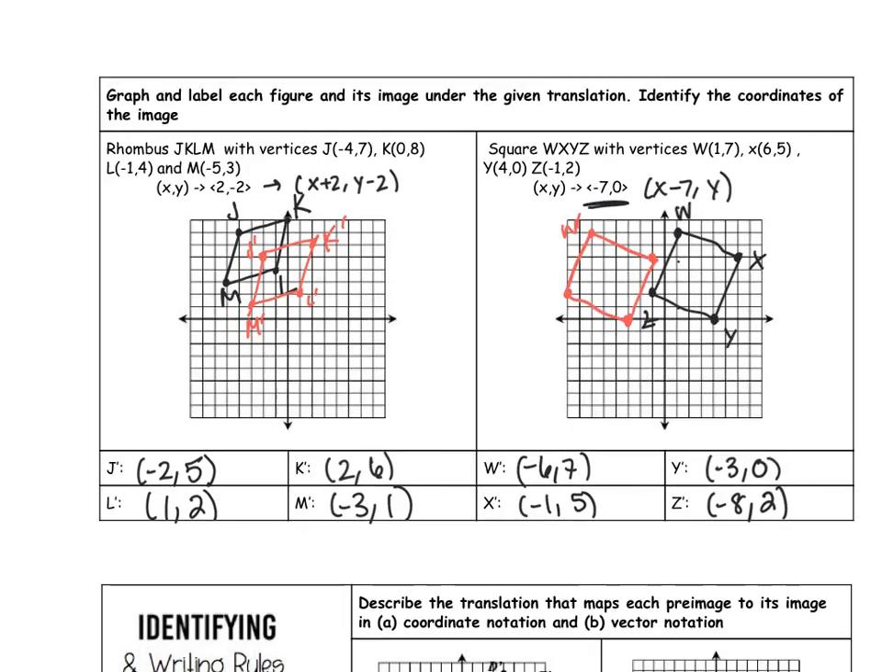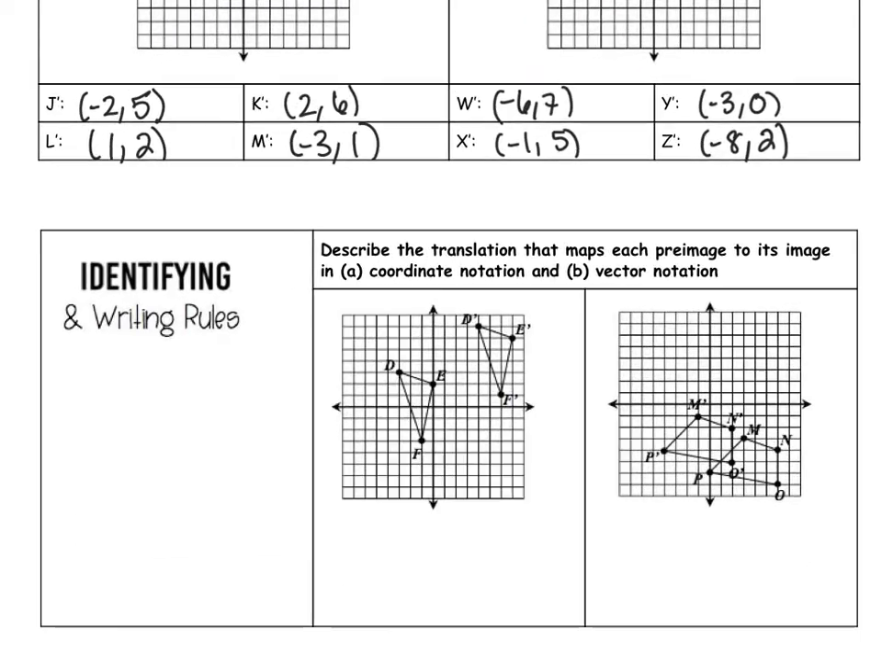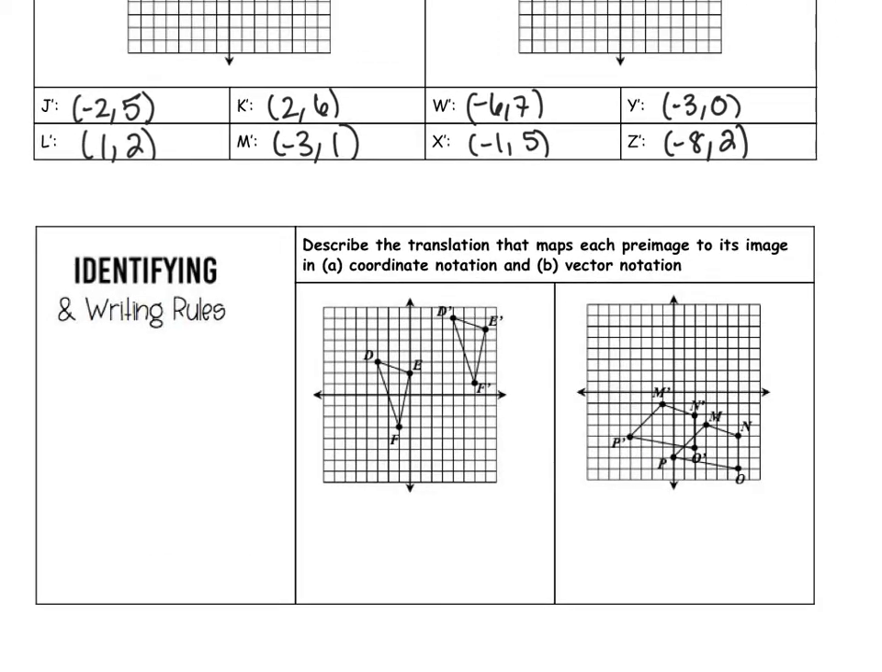Alright. The last one is that we're just going to describe the translation, okay, in both coordinate and vector. Now, the only thing we have to do is figure out how one of these moved. So let's do our x direction first. So D, we go from D to D prime. So 1, 2, 3, 4, 5, 6, 7. Okay, so it was x plus 7. And then let's see what happened in the y direction. That'll be green. 1, 2, 3, 4. y plus 4. So in vector notation, that would be 7, 4.